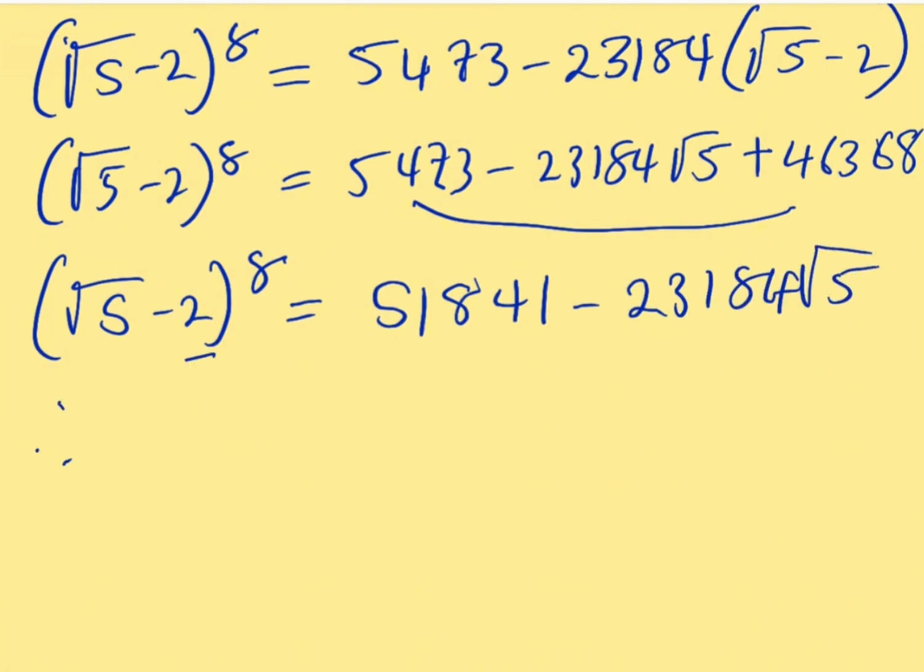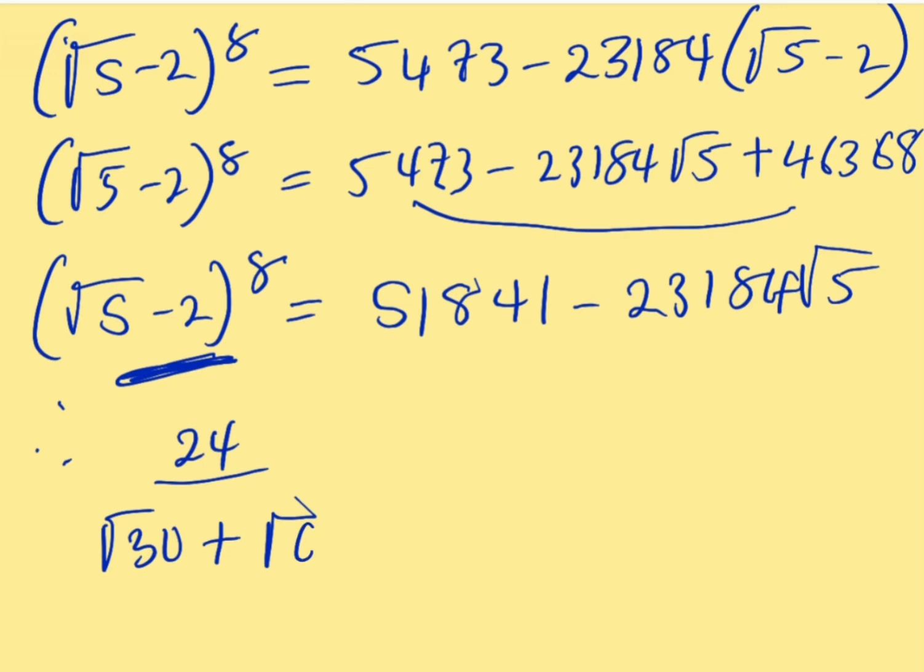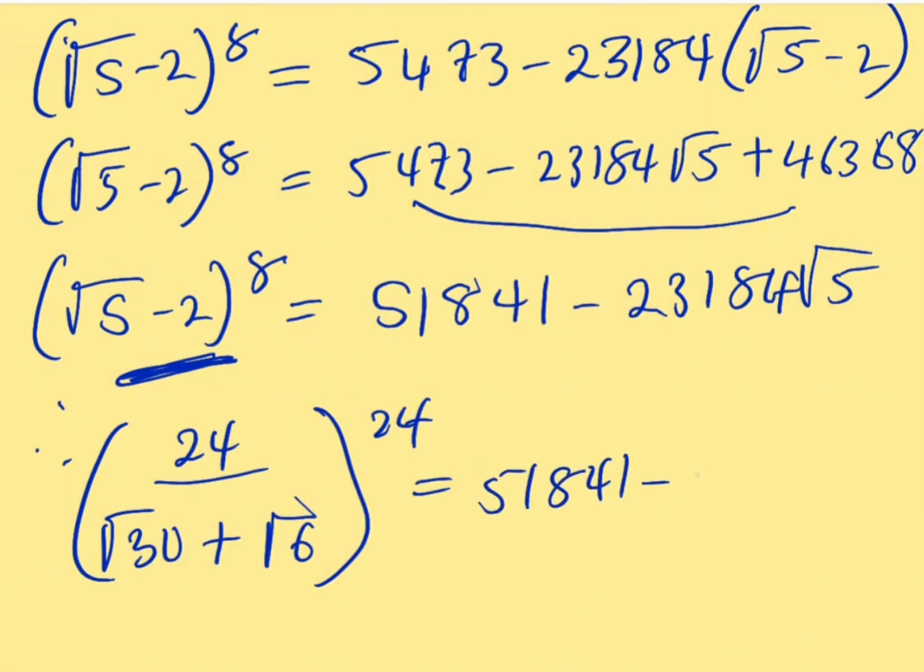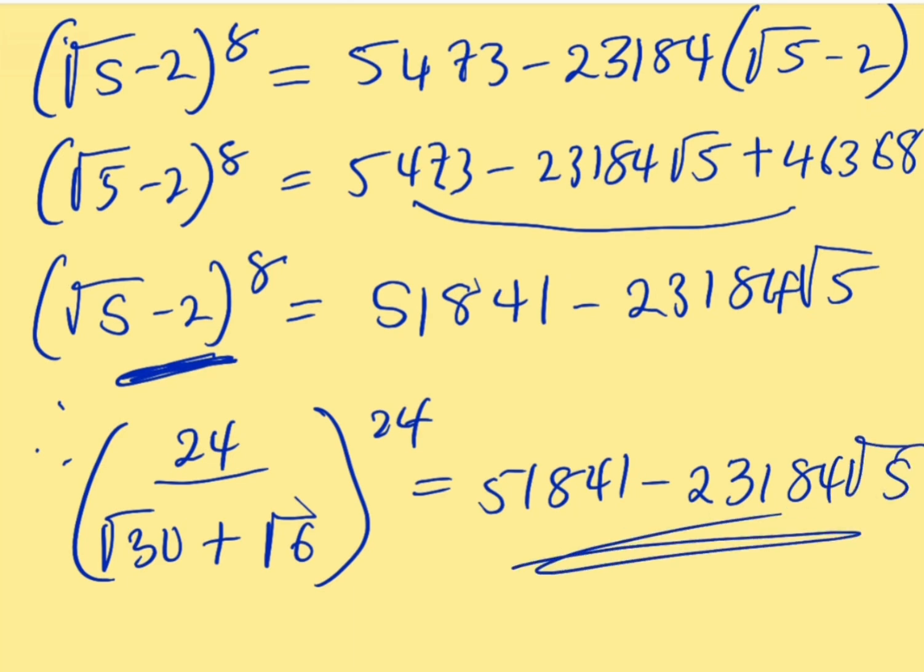Therefore, the original expression, which is equal to this, 24 over square root of 30 plus square root of 6, all to the power of 24, is simply equal to 51,841 minus 23,184 root 5. And that is the answer.